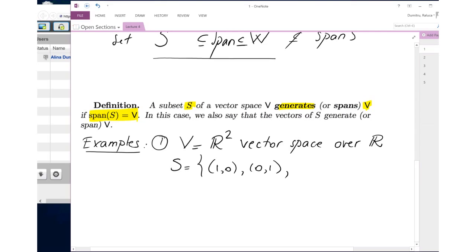However, if to these two vectors I add a third one, as many as I want, as long as it's different, it's still generating, right?